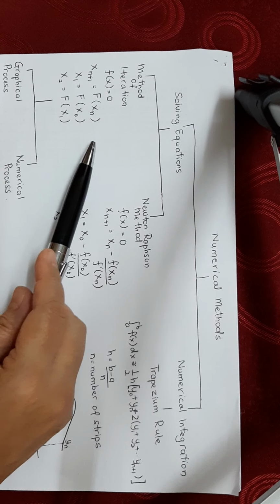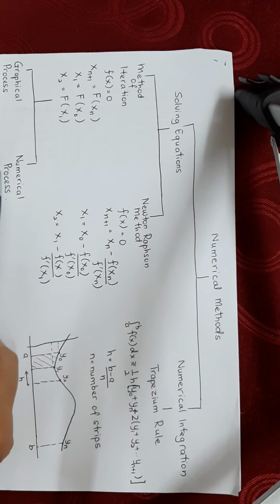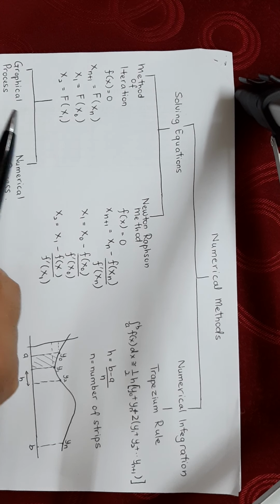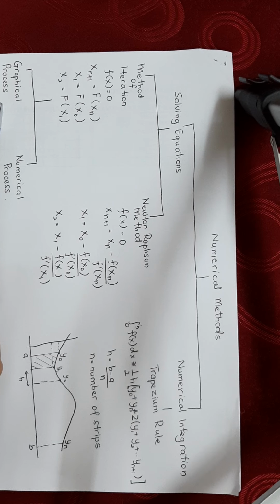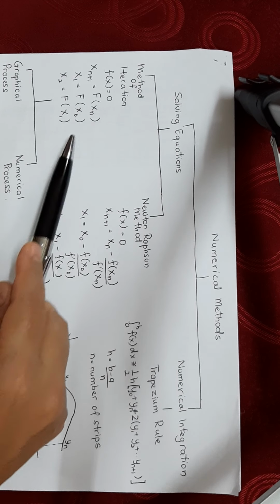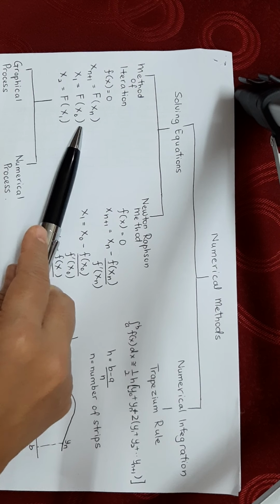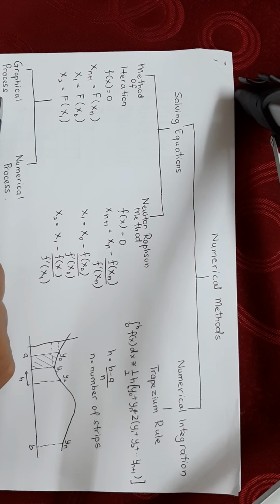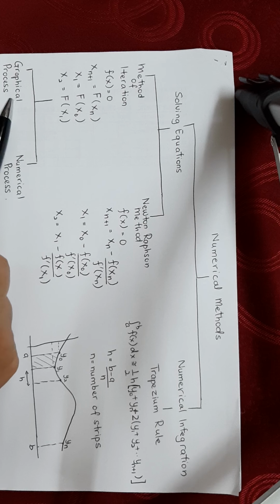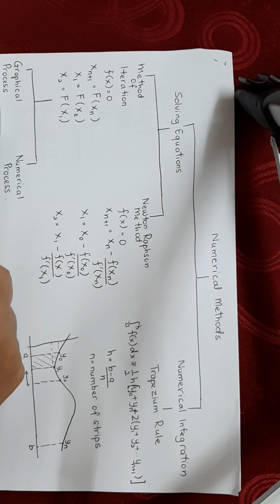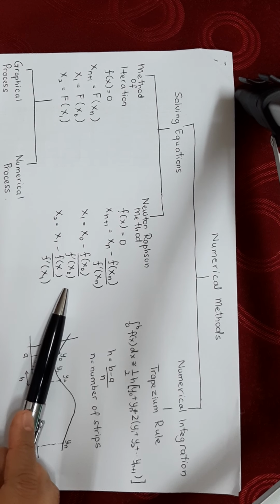Method of iteration is divided again into two parts. You solve it using the graphical process and then using the numerical process, using the same formula actually. Later, in the next video, I will show you how to do the graphical process. Okay, let's move on. So this is the overview of the chapter.